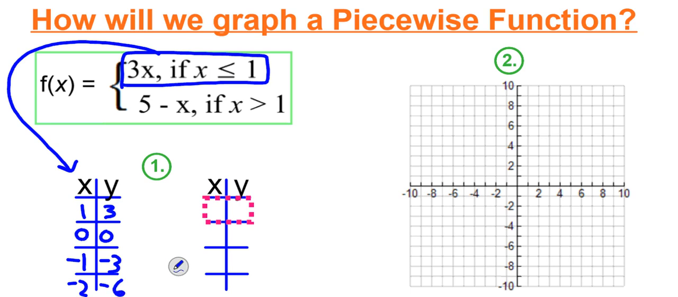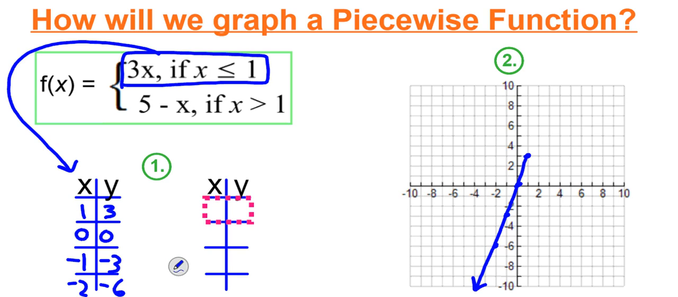And we come over to our graph, and we would just graph it, right? So over 1, up 3, that's good. 0, 0, -1, -3, and -2, -6. We can see that it's linear. Obviously, 3x is a line with a slope of 3. So we're going to connect our dots and put an arrow. We stop when x is equal to 1 and y is 3. All right, we're done with half of our first step.